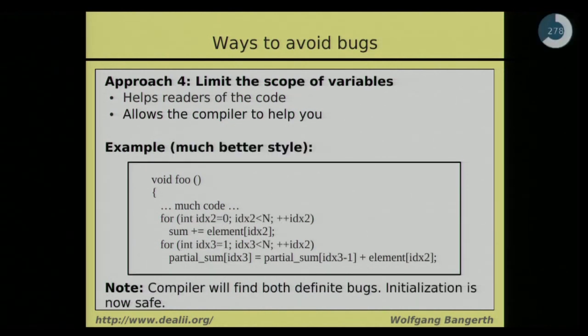A better approach would be to declare these 2 variables right in the loop. Because then, for example, idx2 goes out of scope at the end of this loop, and this here is a syntax error. The compiler can tell me this because idx2 doesn't exist in this loop anymore. Similarly, down here. So you see that declaring variables only in the scope where I actually use them helps you avoid errors and helps the compiler help you.